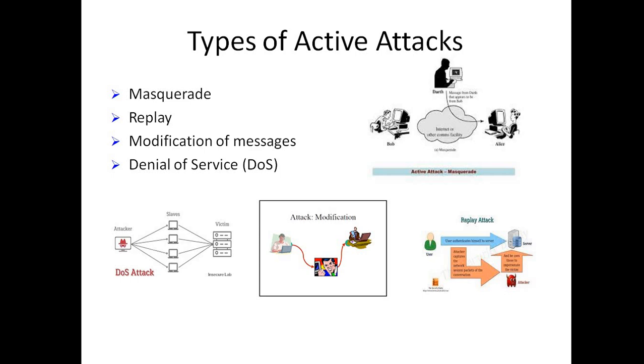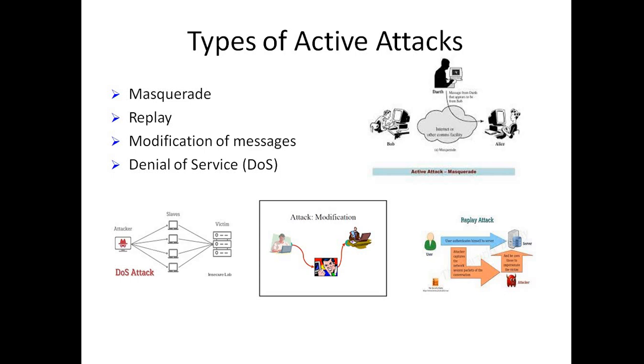First is masquerade. Masquerade is where authentic users, Bob and Alice, are there. They are called legitimate users, but Darth is a hacker. He himself drafts a message and sends it in the name of Bob to Alice. So Alice will think the message was sent originally by the legitimate user Bob. So this is masquerade. And next type is replay attack.